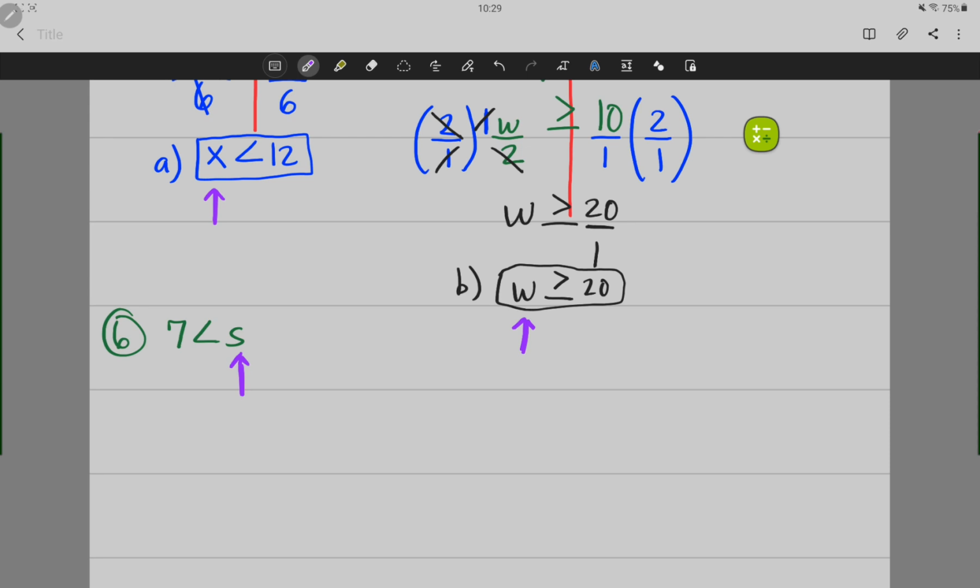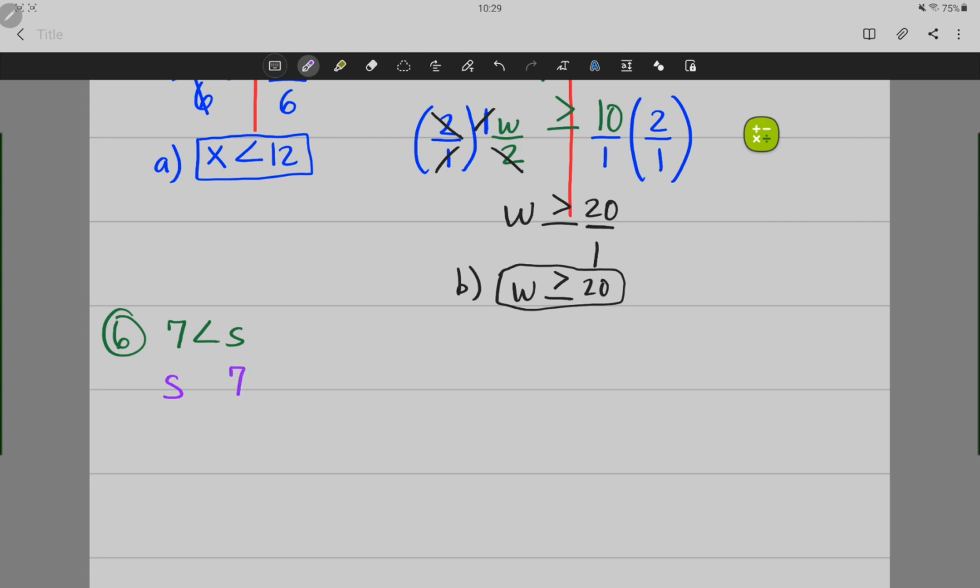So what we want to do is to put our variable on the left side, just like in number 4, where x is on the left, just like in number 5, when w is on the left. So we're going to just rewrite this inequality statement of 7 on the left side and s on the right. Let's just switch those two places. So s is going to be on the left side and 7 on the right.